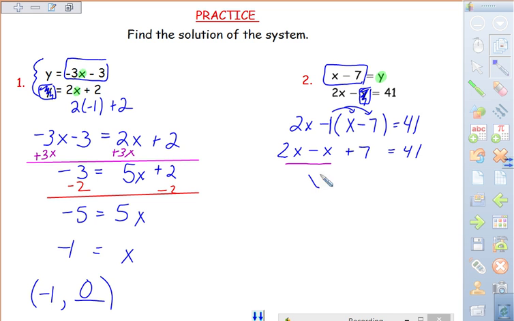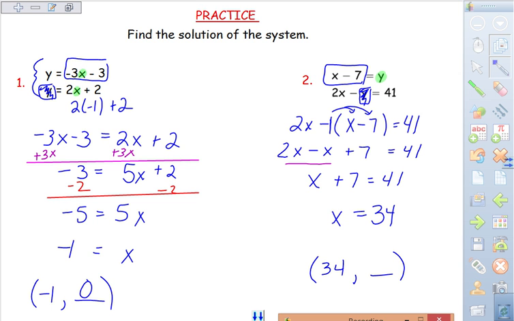Simplify. x plus 7 equals 41. And x is equal to 34. I would plug that back in the top box, so I get 34 minus 7 for 27.